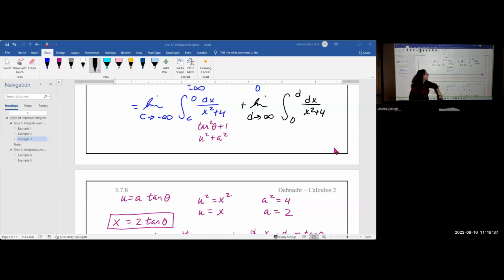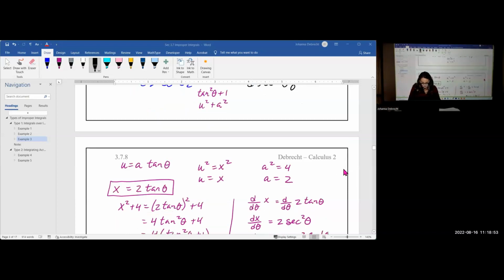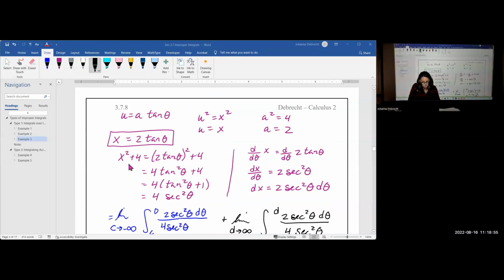Now keep in mind, however, that the c and the 0 are x values. So we're going to be going back to those as x values, not as theta values. And I'll show you how I notate that below. I left it off on purpose so that I could show you as I go through. So the first thing we do is rebuild the denominator, x squared plus 4. x is 2 tangent of theta.